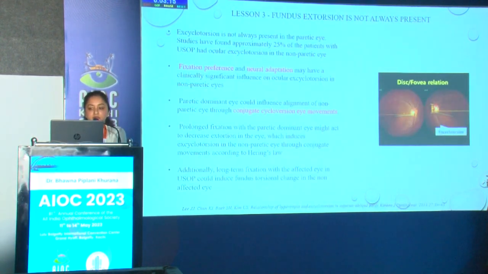Lesson number 3, fundus extortion might not always be present in the paretic eye. Studies have found approximately 25% of patients with unilateral superior oblique palsy had excyclotorsion in the non-paretic eye due to fixation preference and neural adaptation. The paretic dominant eye could influence alignment of the non-paretic eye through conjugate cycloversion eye movements. So prolonged fixation with the paretic dominant eye might act to decrease extortion, which induces extortion in the non-paretic eye through Hering's law.